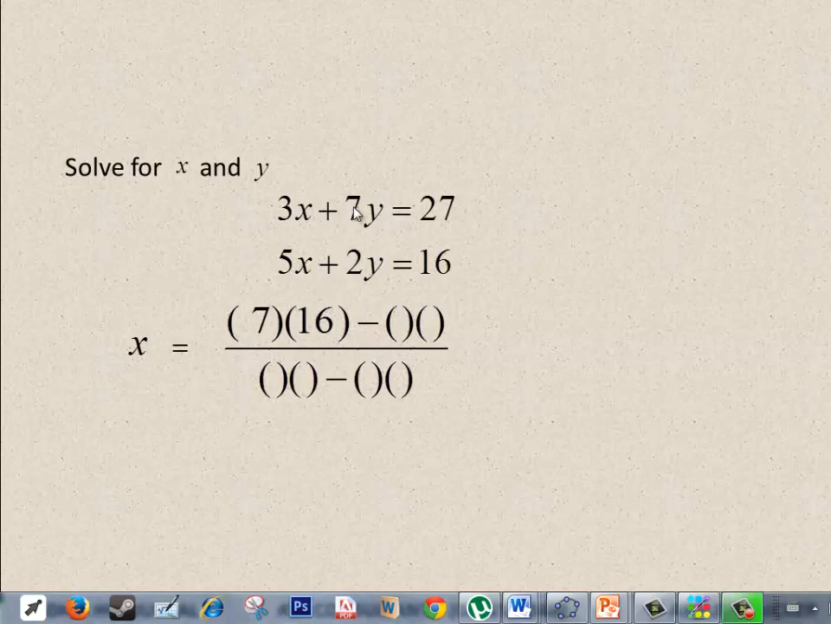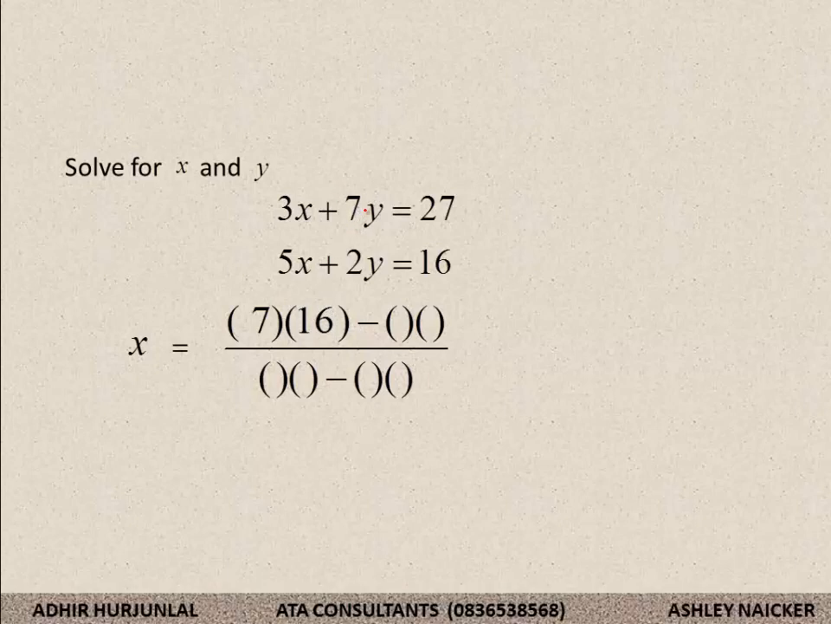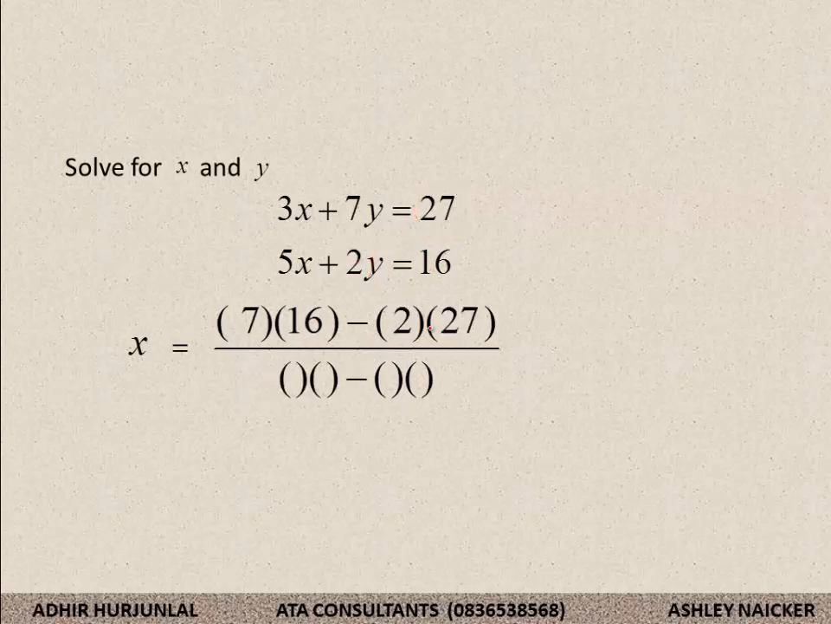The next step, once I finished off with the 7 times the 16, I go across and I will take the 2 multiplied by the 27. So 2 times 27. Remember, I've already done 7 times 16. Now it is 2 times 27. I put that as my numerator.